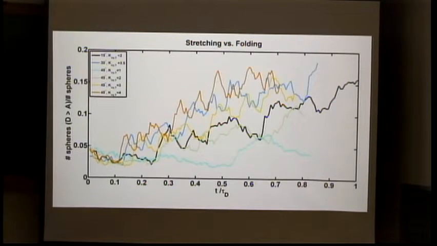Just a quick question about this folding and stretching. Is it meaningful to directly compare the magnitudes? Are they somehow in units where the inequality here is sensible, or can you multiply by a factor of 2?